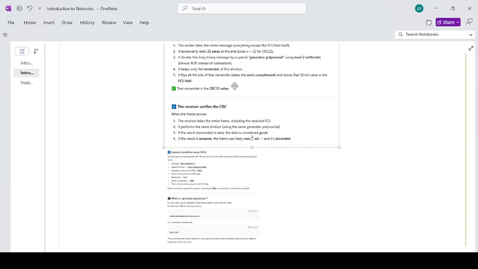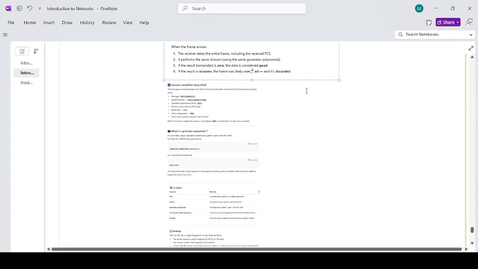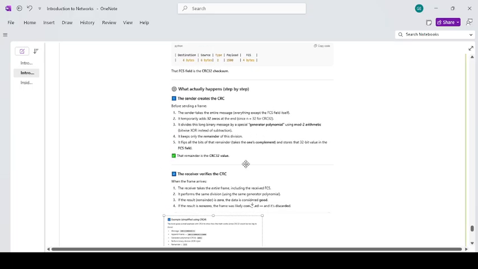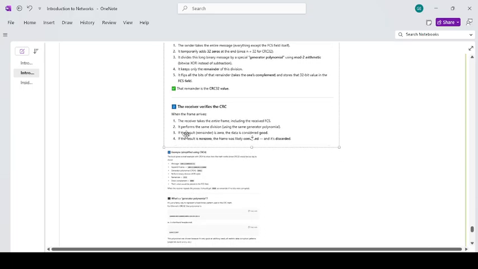Then it takes the ones complement and stores that 32-bit value in the FCS field. So that remainder is the CRC-32 value, which allows us to check if the frame is corrupted or not. So that's the checksum we're talking about.